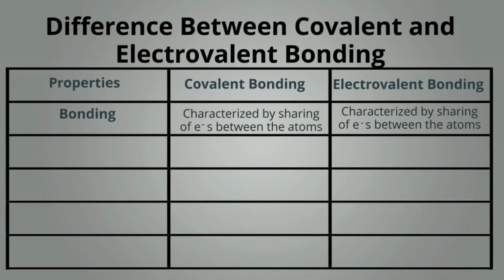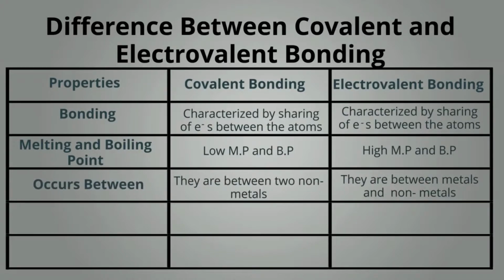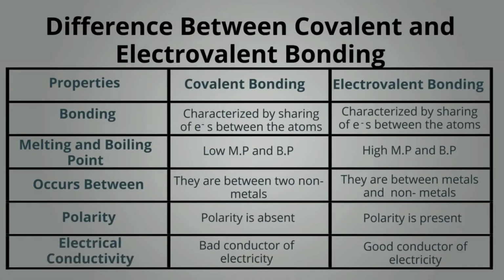Covalent bonds are formed by sharing of electrons and ionic bonds are formed by exchange of electrons. Covalent bonds have low melting and boiling points while ionic compounds have high melting and boiling points. This is because there is a stronger force of attraction between molecules of ionic compounds. Covalent bond is formed between two nonmetals and ionic bond is formed between a metal and a nonmetal. Covalent compounds are usually non-polar and ionic compounds are polar. Ionic compounds conduct electricity while covalent compounds do not.